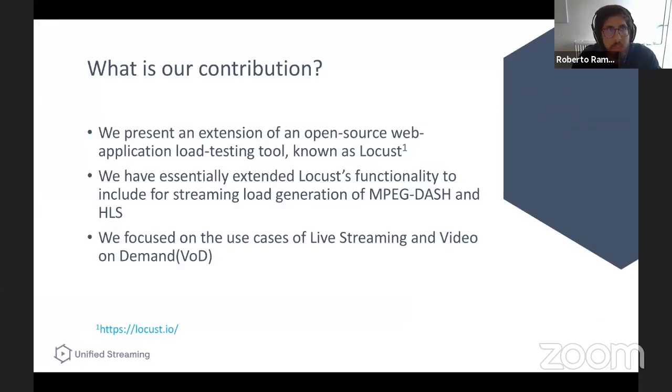So what's our contribution? We have three main. We present an extension of an open source web application load testing tool known as Locust. So we have essentially extended Locust functionality to include streaming load generation of MPEG-DASH and HLS. And we have focused this contribution on the use cases of live streaming and video on demand.